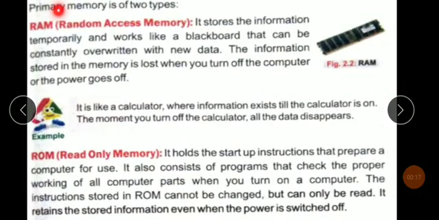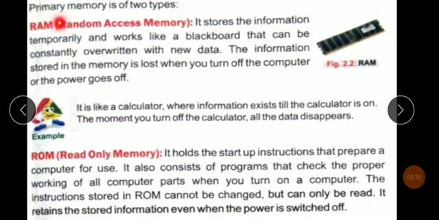Primary memory is of two types. In the first lecture, we discussed internal memory, bits and bytes, and measurement of memory. Here, primary memory is of two types: RAM and ROM.